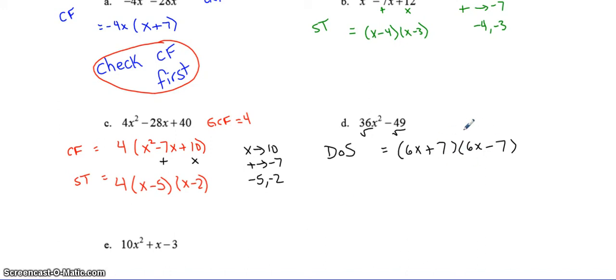If you were to FOIL this out, the reason you need 1 plus and 1 minus is because you'd have negative 42x, positive 42x. That makes 0, and that's why there's no x term. So that's how you factor a difference of squares.